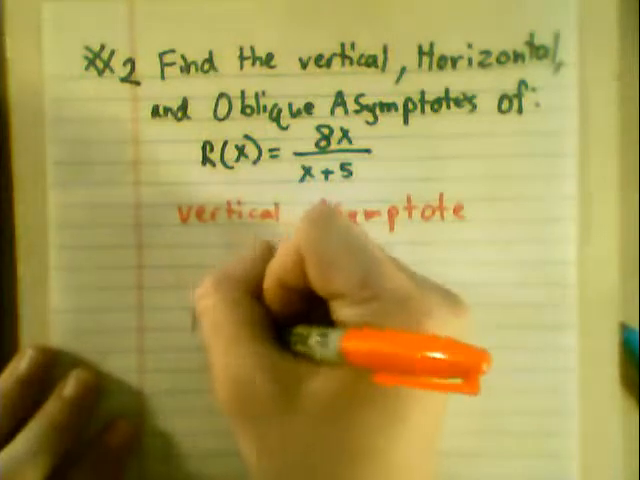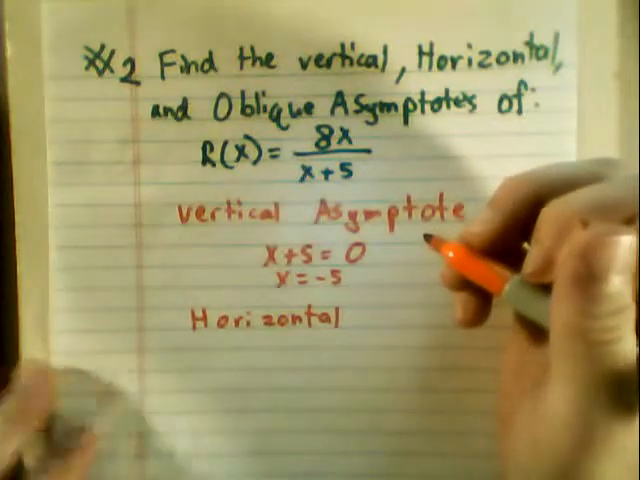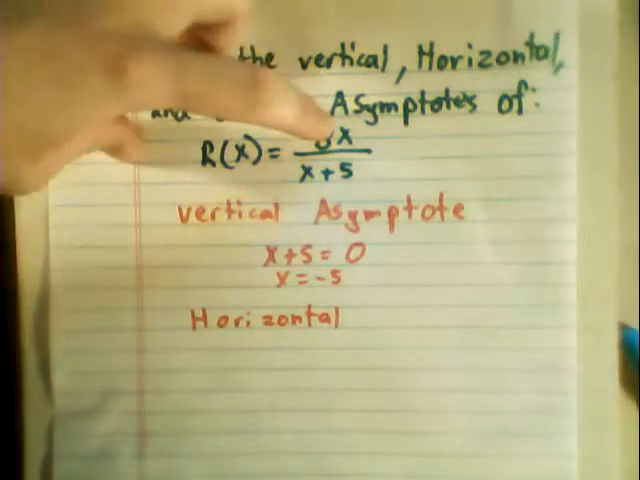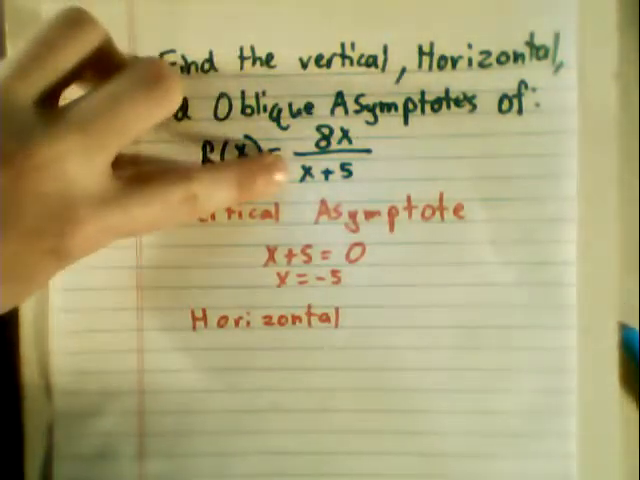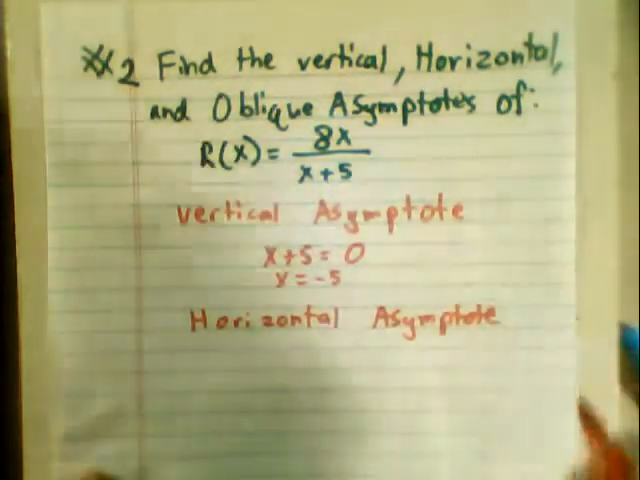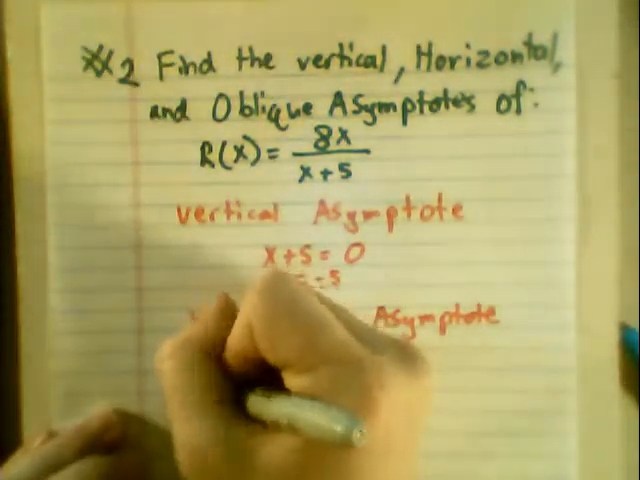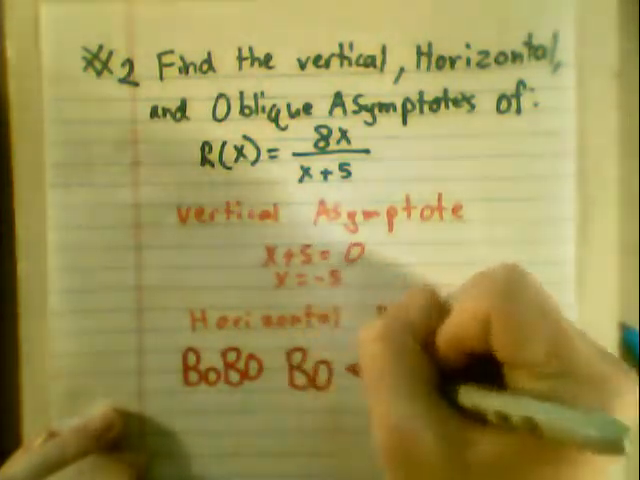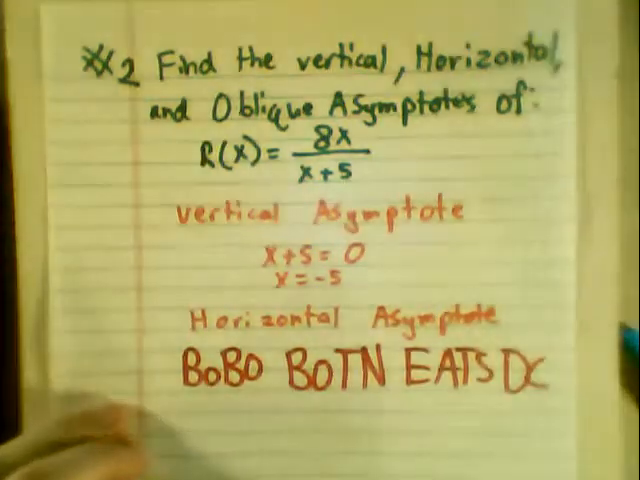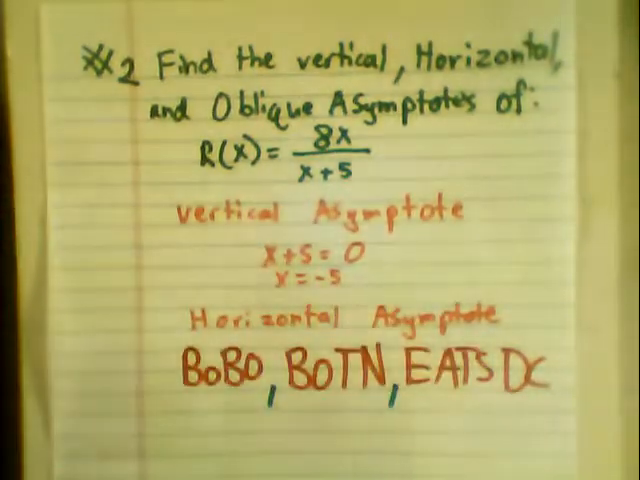Now to find our horizontal asymptote, it's a little more involved. We look at the greatest powers at the top and the bottom. In this case, the greatest power of the top is 1, and the greatest power of the bottom is 1 as well. So I like to use this little phrase, BOBO BOTTEN EATS DC. Okay, so this has 3 things. Let's split it up.